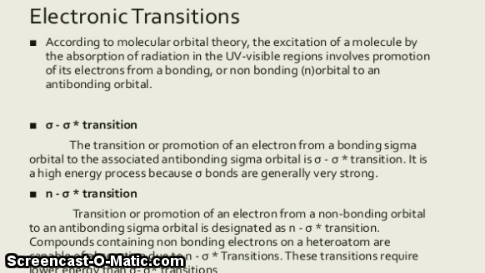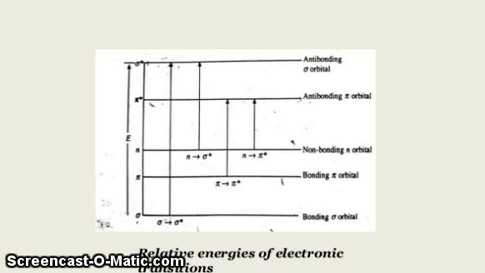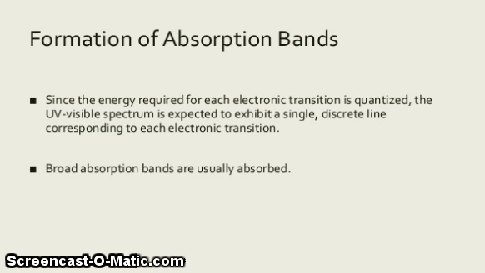So electronic transitions: sigma to sigma star transition, n to sigma star transition, pi to pi star transition, n to pi star transition. This is the pictorial diagram. Now friends, formation of absorption bands. Since the energy required for each electronic transition is quantized, the UV-visible spectrum is expected to exhibit a single discrete line corresponding to each electronic transition. Broad absorption bands are usually observed.